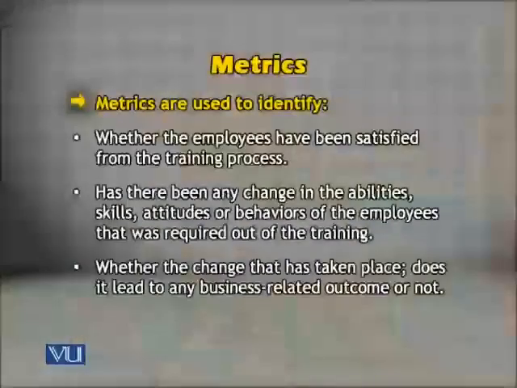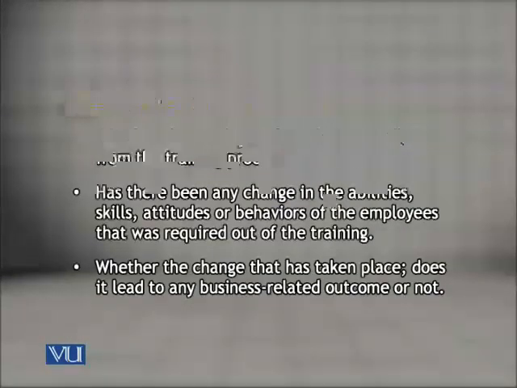Or if a behavior change was required in the employees, has the behavior actually changed? So, that is the second level, ke jo change required tha, wo change aaya hai ke nahin. And the third level of analysis is whether the change that has taken place leads to any business-related outcomes or not?